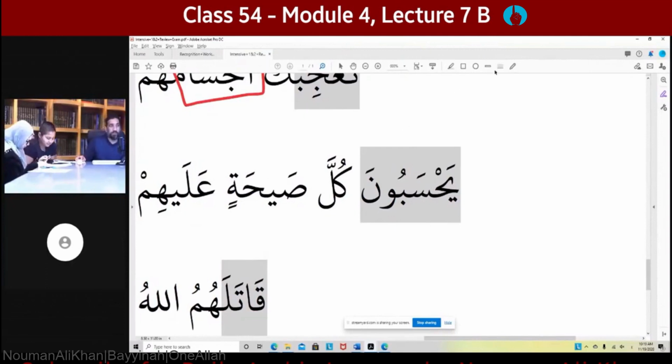Is يحسبون past tense or present tense? Past tense. هو نصر هما نصرا هم نصروا. No. Past tense doesn't have an una at the end. You memorize the past tense: هو نصر هما نصرا هم نصروا, right? نصرونا? This is present tense.